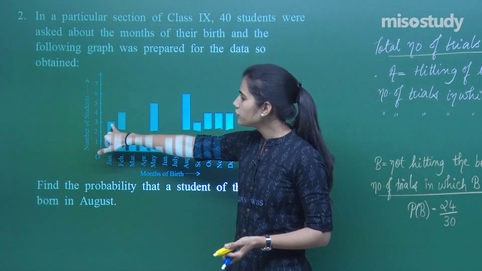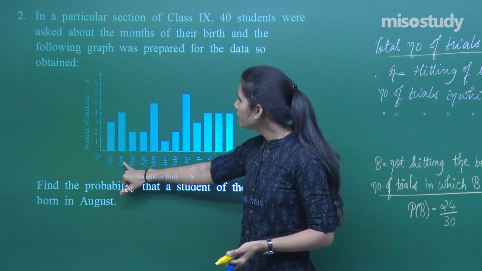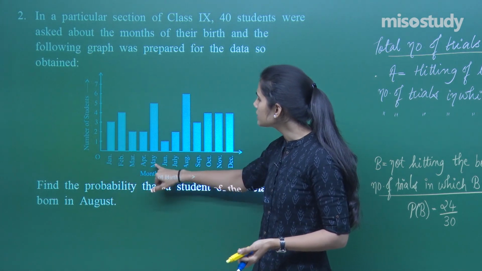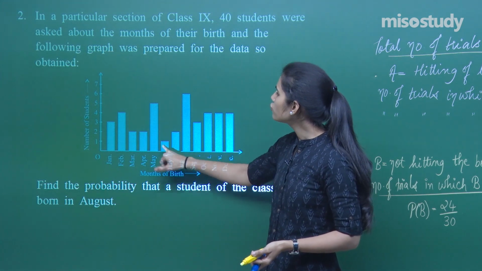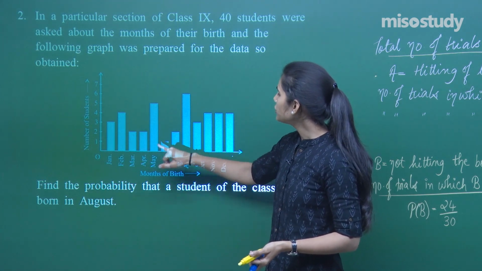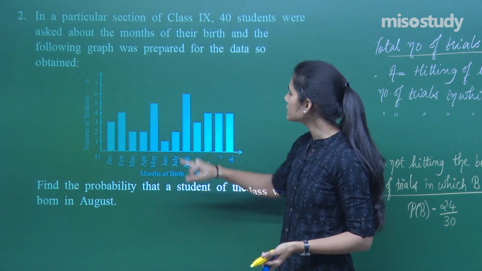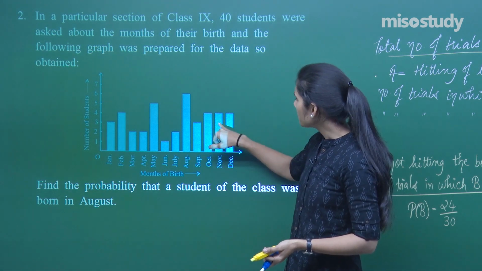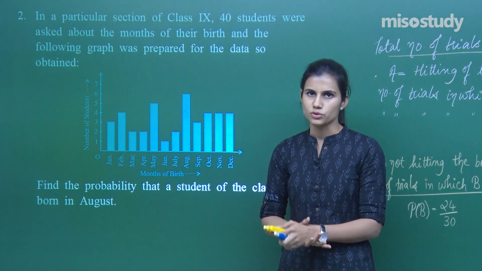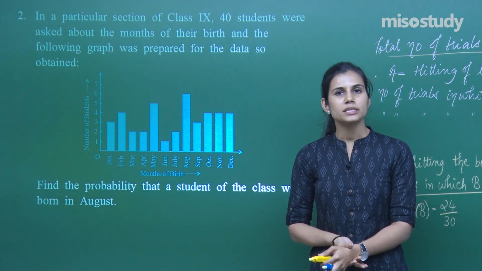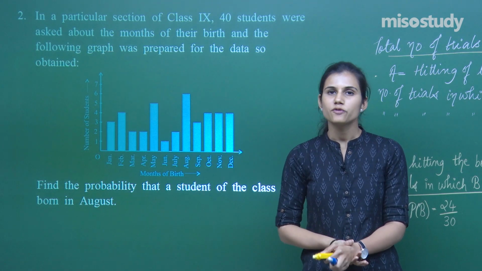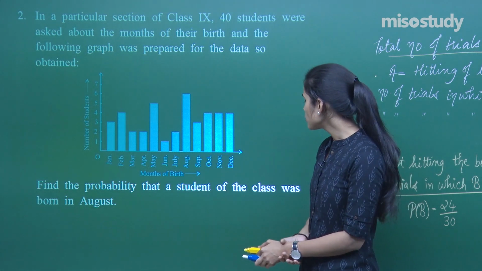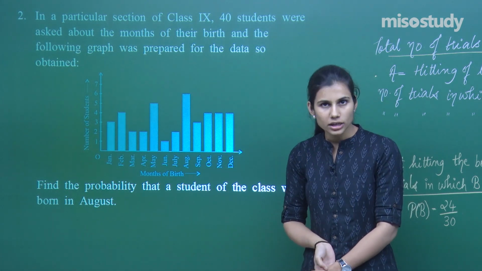In January, 3 students are born. In February, 4 students. In March, 2 students. In April, also 2 students. In May, 5 students. In June, 1 student. In July, 2 students are born. In August, 6 students are born. In September, 3 students. In October, 4 students. In November, also 4. And in December, also 4 students. That's how the data was collected about the months in which these 40 students individually were born. The question is, find the probability that a student of the class was born in August.